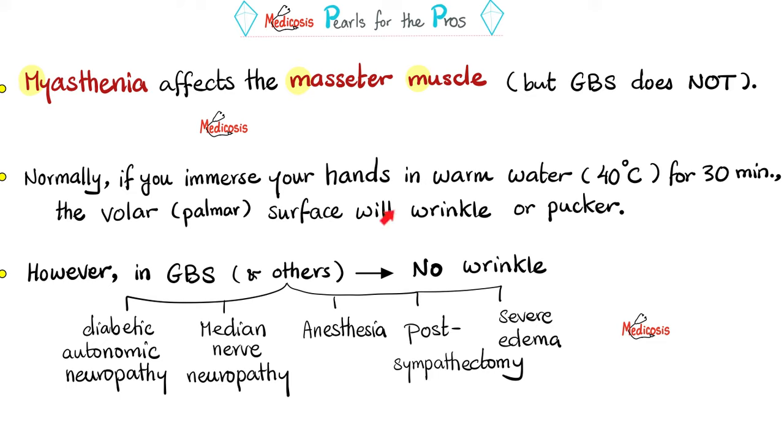You know this wrinkling that happens after a warm shower? It does not happen in the following patients. Usually you will not see wrinkling on the fingers in patients with Guillain-Barré and in patients with diabetic autonomic neuropathy, median nerve neuropathy, anesthesia, because they paralyze everything, so you will not see wrinkles, post-sympathectomy, and if there's severe edema in the hand, it will not wrinkle.